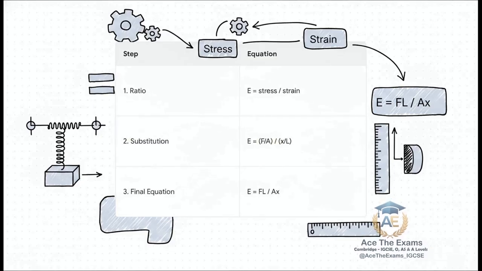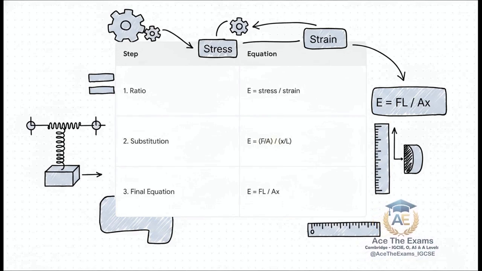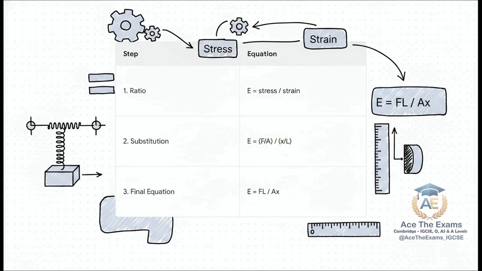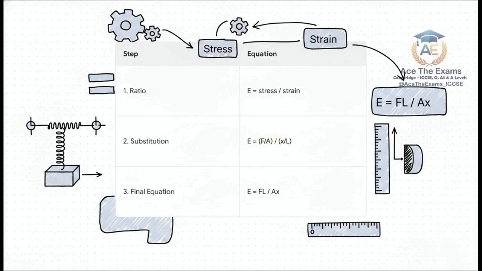By vertically stacking our formulas for stress and strain, we can derive the master equation that engineers use every day. You just take stress, which is force over area, and divide it by strain, which is extension over length. Do a little algebraic flipping, and you get E equals force times length divided by area times extension, FL over AX. It's an incredibly powerful tool.